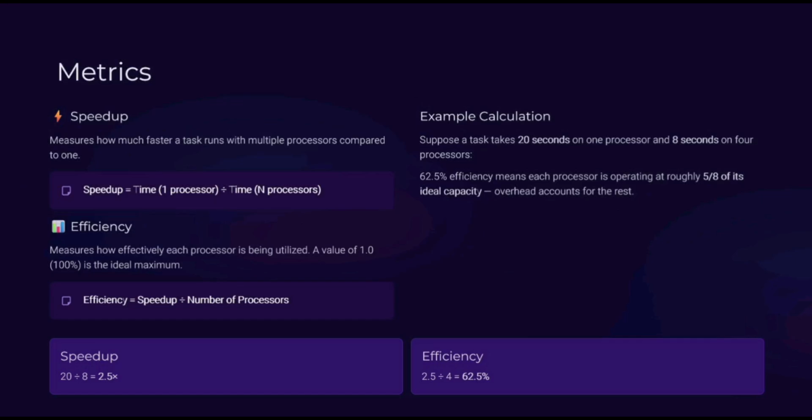Let us look at an example. If a task takes 20 seconds on one processor and 8 seconds on 4 processors, the speedup is 20 divided by 8, which is 2.5. Ideally, 4 processors should give a speedup of 4, but we only get 2.5 due to overhead. The efficiency becomes 2.5 divided by 4, which is 62.5%. This means the processors are not fully utilized.